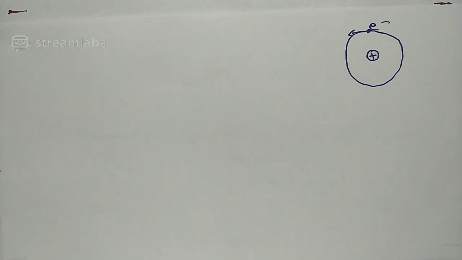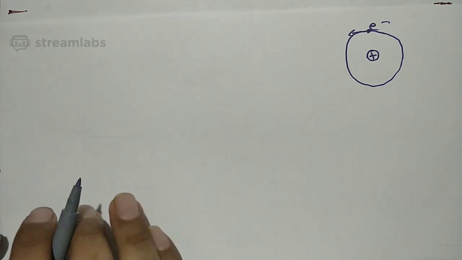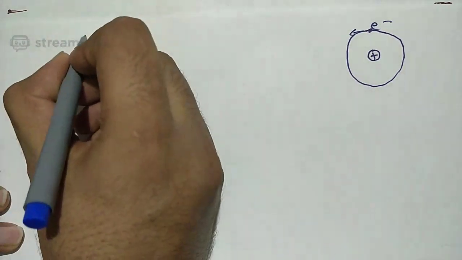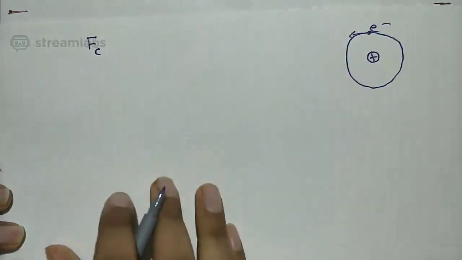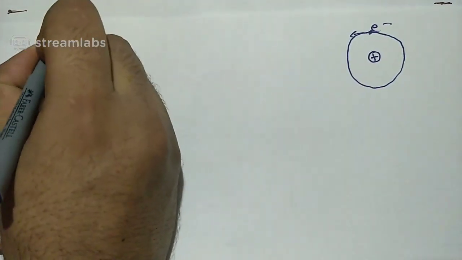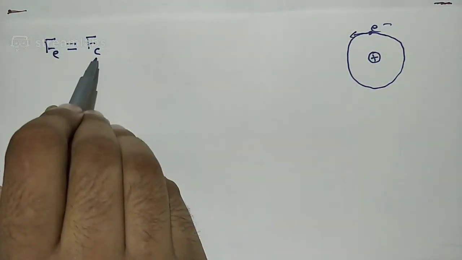If you take the motion of the earth around the sun, the gravitational force of attraction between sun and earth acts like centripetal force. In the motion of the moon around the earth, the gravitational pull of the earth acts like centripetal force. Similarly, when an electron is revolving around the nucleus, what acts like centripetal force? No doubt it is the Coulombic force. So Coulombic force of attraction behaves like centripetal force. So Fe is equal to Fc.